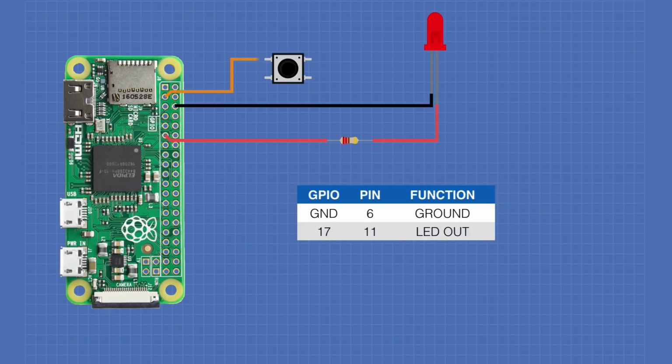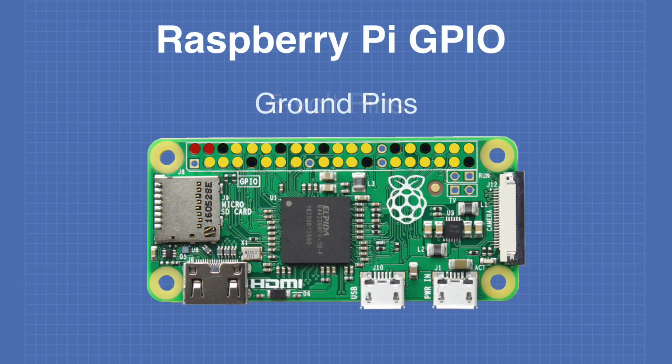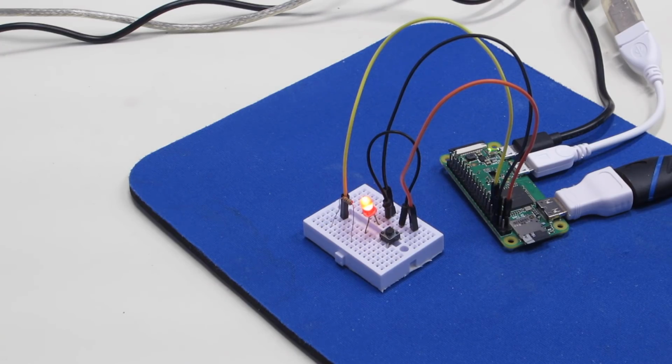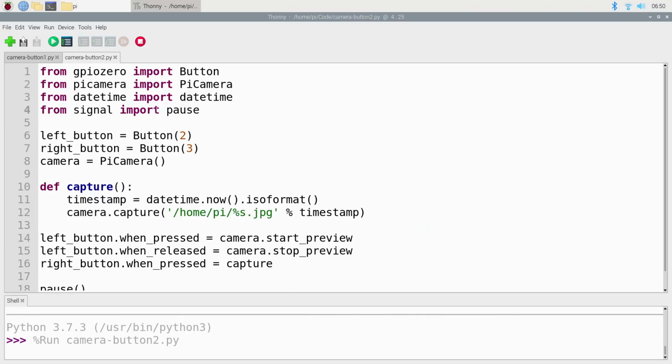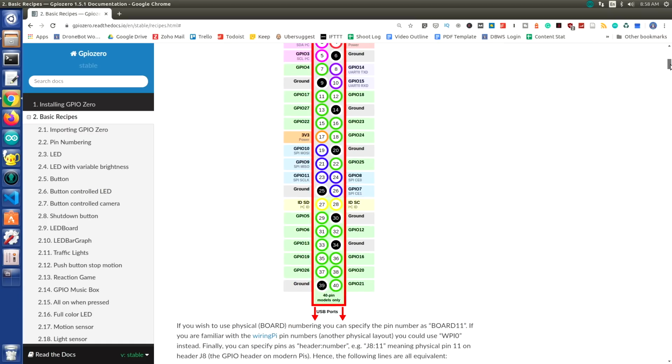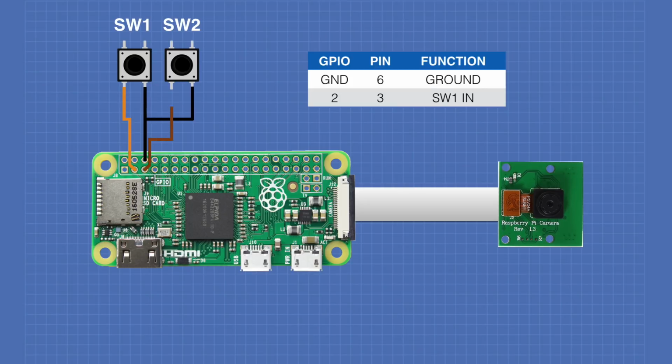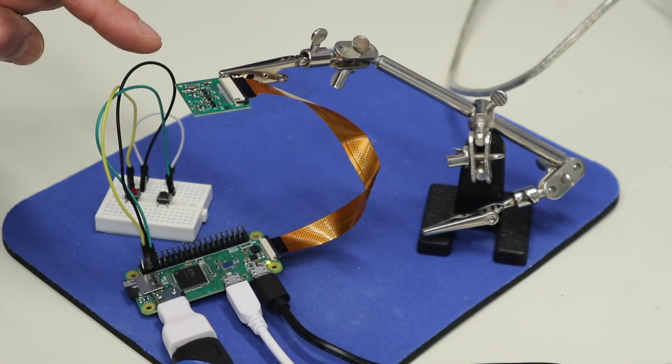Today in the workshop, we're learning to use the Raspberry Pi GPIO. We'll see how the GPIO works and how to easily control devices attached to it using Python and the gpiozero library. We're cooking up something special today, so welcome to the workshop.